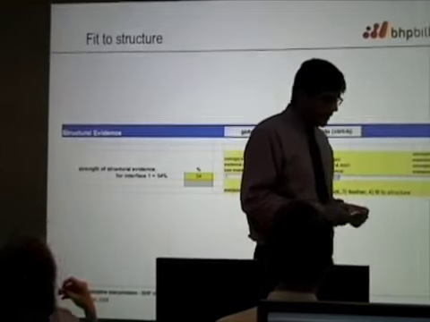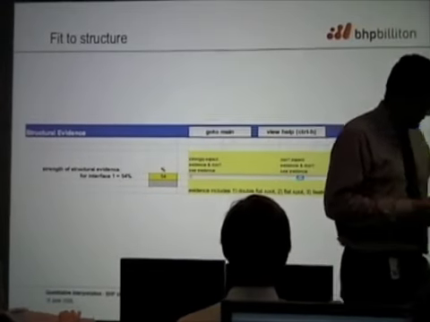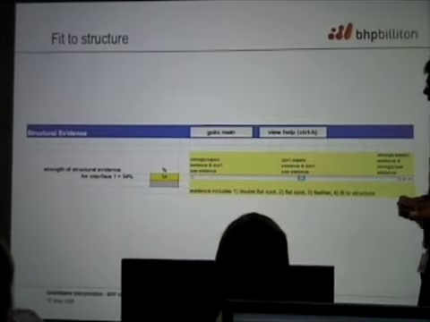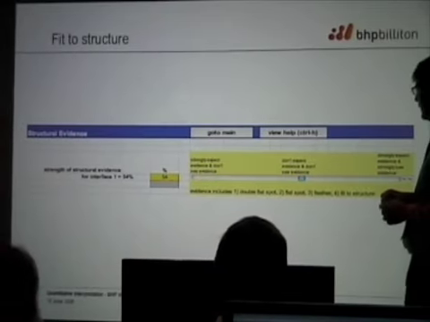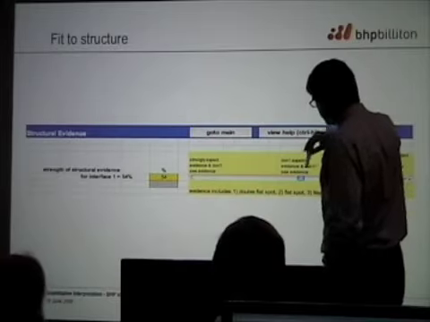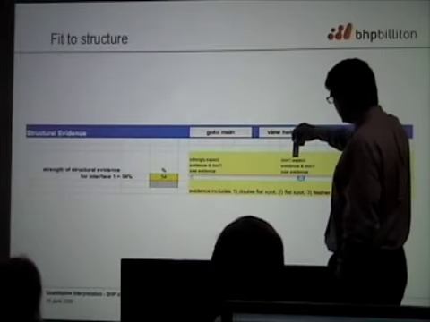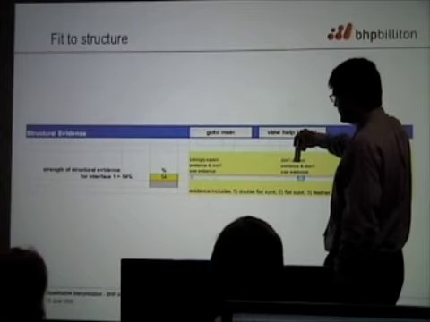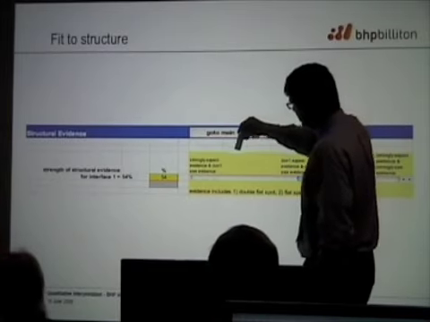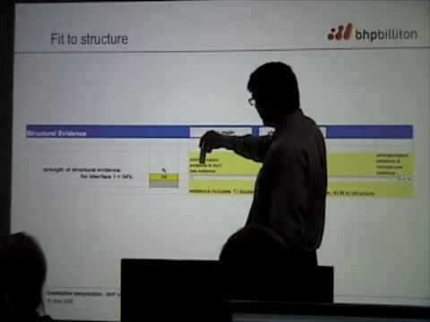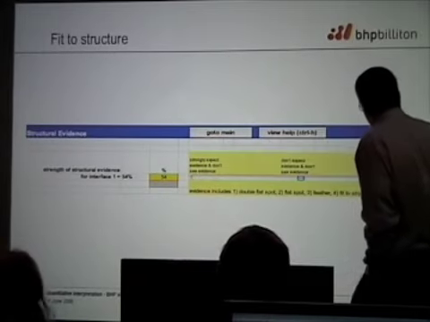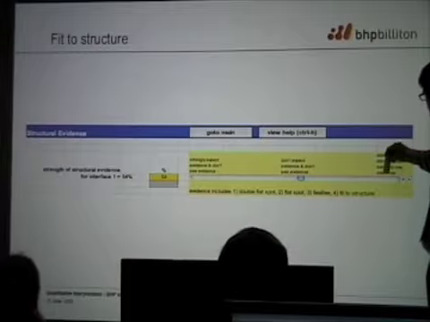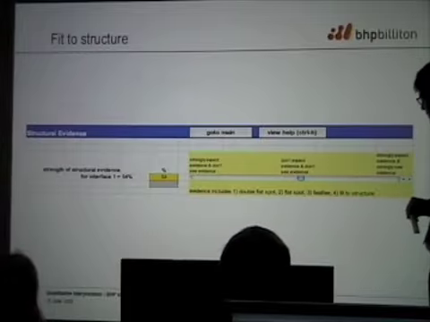Okay, we have another thing that has to do with fit to structure and what's the strength of it. And there are sort of three positions here. One is I don't expect to see any evidence, and I don't see any evidence. Another one is I really expect to see evidence, but don't see any evidence. And I expect to see evidence, and I really do see the evidence.